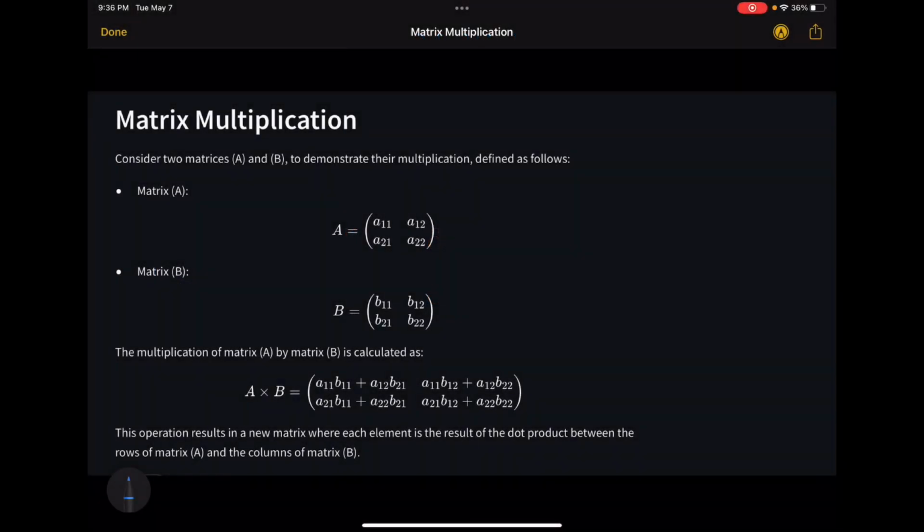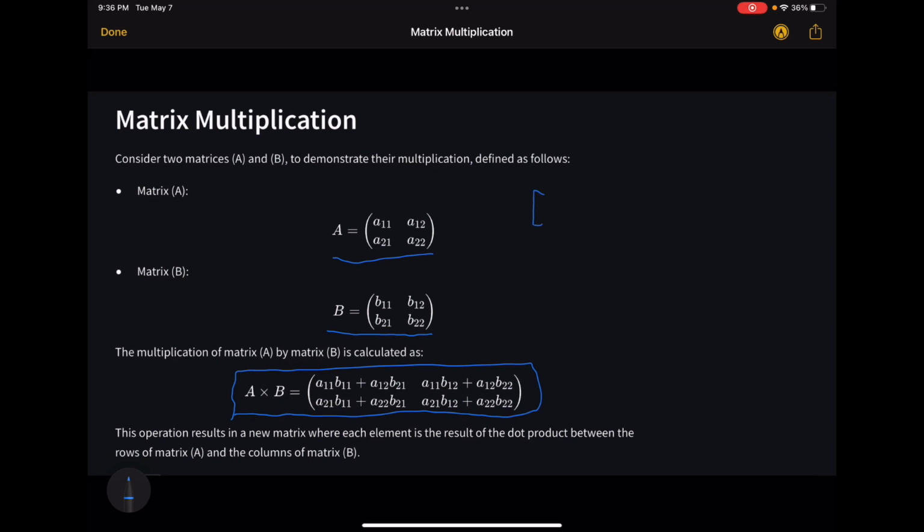Hey everyone, today we're going to go over how to multiply a matrix times a matrix. In order to do matrix multiplication, the first thing we need is our two matrices, matrix A and matrix B. As you see, this somewhat complicated equation is what we're trying to get. It might look scary, but it's relatively simple.